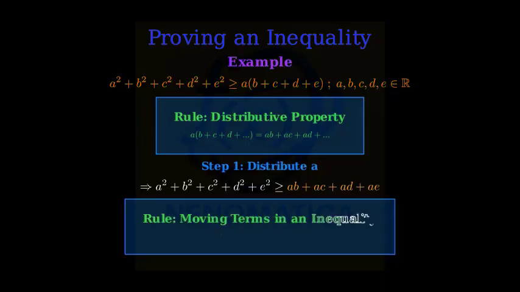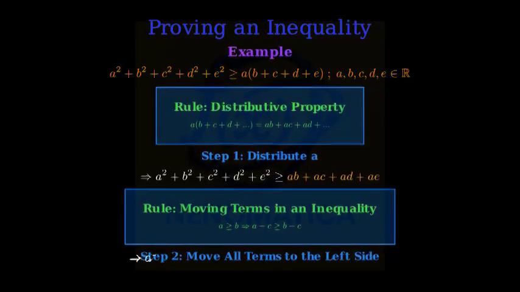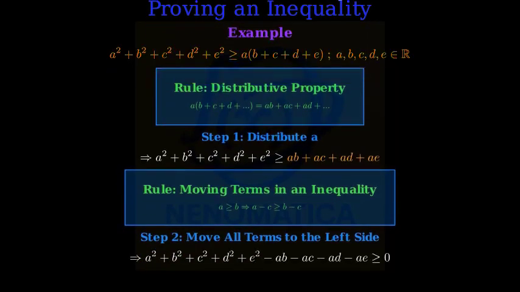For the second step, we'll move all the terms to the left side of the inequality. We use the property that we can subtract the same quantity from both sides of an inequality without changing the direction of the inequality. So, we'll subtract ab, ac, ad, and ae from both sides. This gives us a squared plus b squared plus c squared plus d squared plus e squared minus ab minus ac minus ad minus ae is greater than or equal to 0.